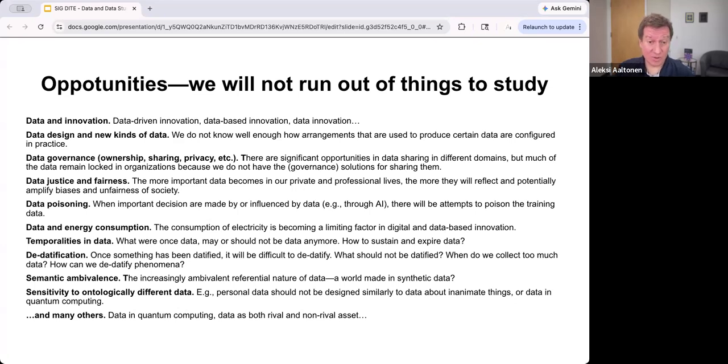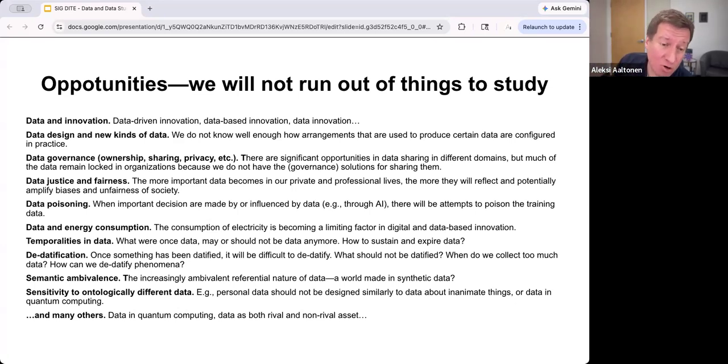Data has considerable implications for data justice and fairness. If things are decided on the basis of data, what matters is what is in the data, regardless of how things are, so to speak, in real life.